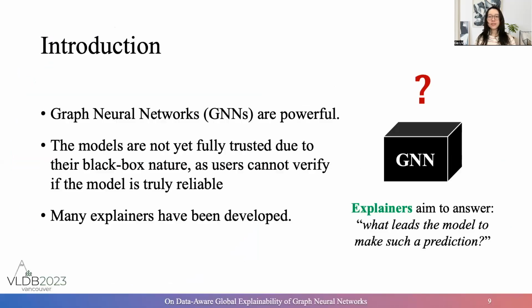Let's get started. Graph neural networks are powerful, but these models are not yet fully trusted because of their black box nature, and users cannot verify if the model is truly reliable. As a result, many explainability techniques have been developed. A GNN explainer aims to answer the question, which part of the input leads the model to make such a prediction by identifying a critical substructure from the input data.